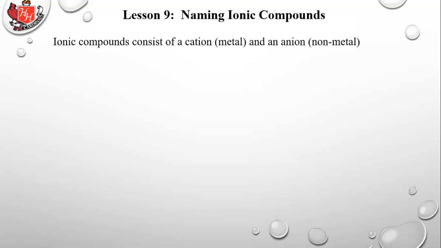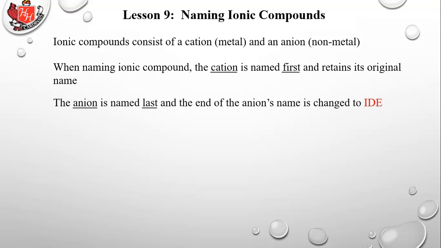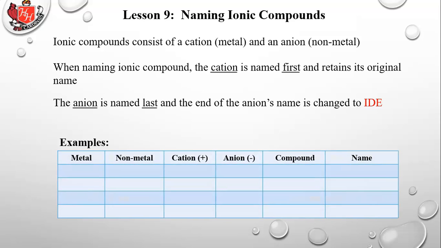So ionic compounds consist of a cation, a metal, and an anion, a nonmetal. When naming ionic compounds, the cation is named first and it retains its original name. The anion is named last and the end of the anion's name is changed to "ide." So with ionic compounds, there's only two ions involved: a positively charged cation, a negatively charged anion. So here are some examples.